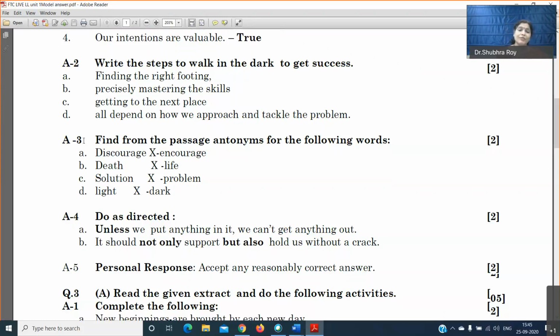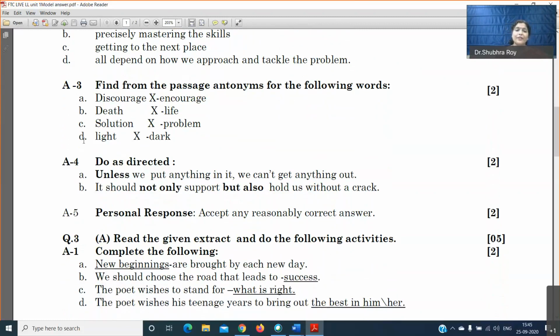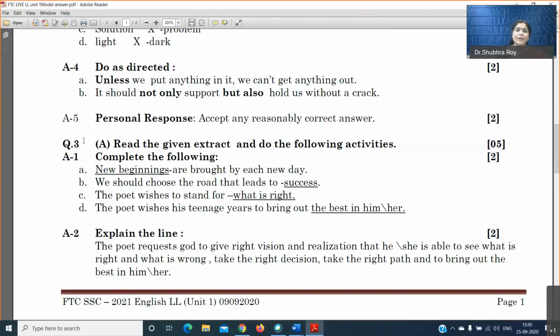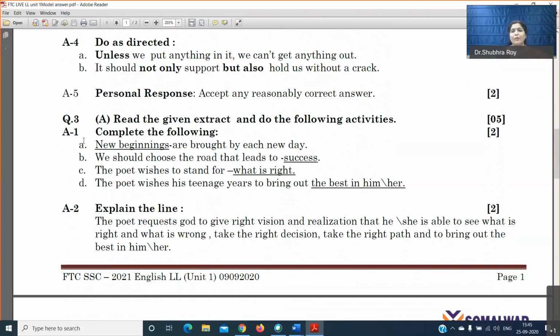Okay. Then question number 3. Read the given extract and do the following activities. This is a poem-based comprehension. Activity 1, complete the following. New beginnings are brought by each new day. We should choose the road that leads to success. This is your first poem, A Teenager's Prayer. The poet wishes to stand for what is right. The poet wishes his teenage years to bring out the best in him or her. So you have these options given in the poem, and it is very easily available. You can just see and write. Okay, you don't have to think about it. You don't have to change it into your own words. Whatever words it is given in, you have to write.